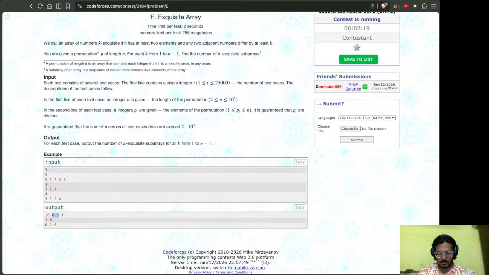1 plus 1, 1 plus 2, 1 plus 3. 1, 3. 1, 4. So with 1, it makes 4. 2, 2, 3. 2, 4, 2, 5. 3, 4. That makes 10. It's 10.